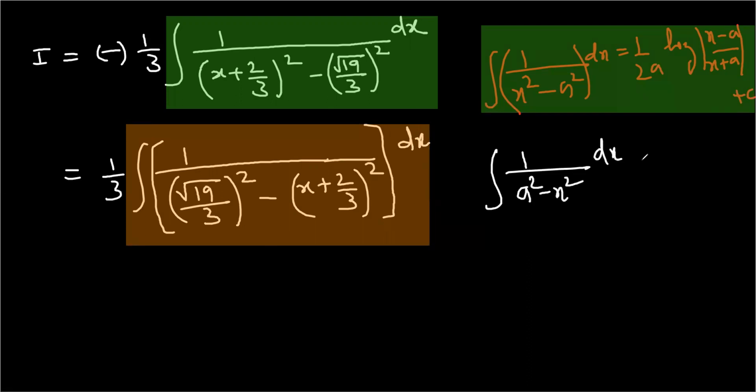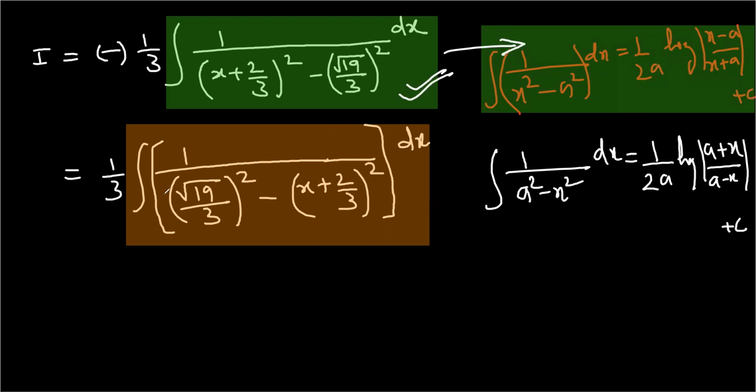And what is it equal to if I apply it here? It is 1 upon 2a log of (a plus x) over (a minus x) plus c. So it's your choice, whichever you apply. If you want to apply it here, you can do it. If you take the negative sign inside and you apply here, you will have to apply this one. In either case, the answer that you get finally is correct. It may look different, but the answer is correct.